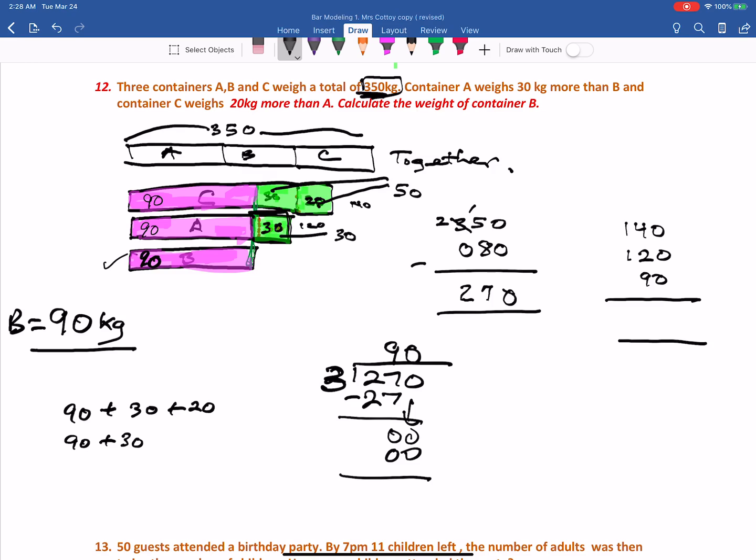0 plus 0 plus 0, 0. 4 plus 2, 6. 6 and 9, 15. Looking good so far. 1 plus 1, 2. See, I didn't put my 0 again. 1 plus 1 make 2. Plus 1, 3. Hooray, 350. It means we are correct. Everything is working back into the question.